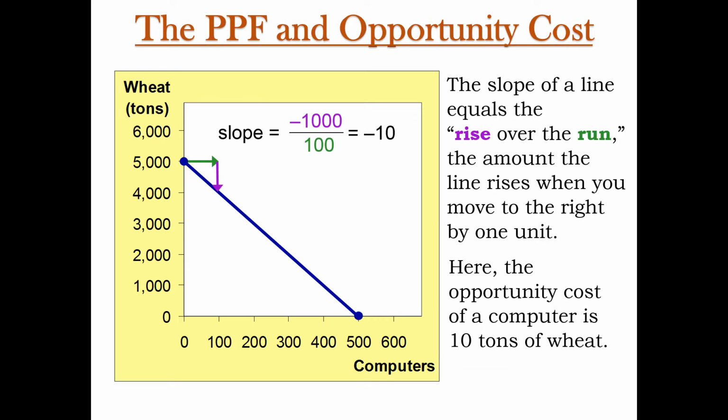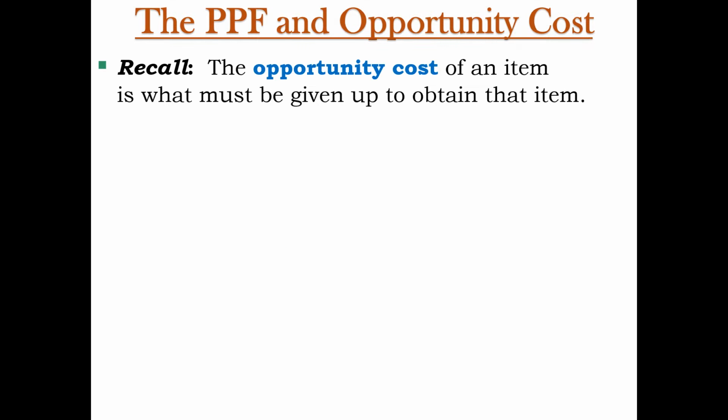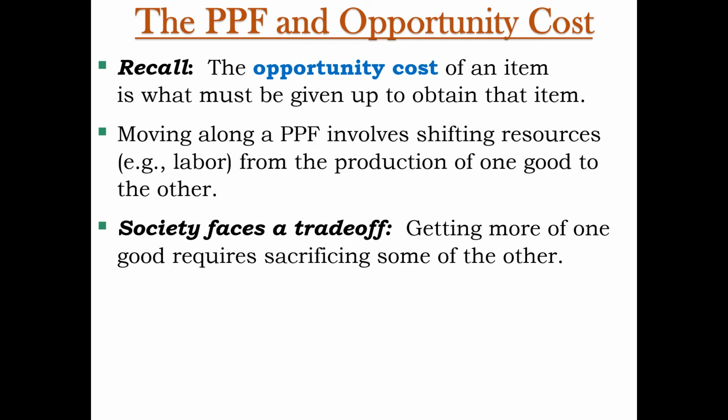For example, for every computer that we want to produce, assuming that we're on the production possibilities curve, so utilizing all of our resources, if we want to produce an extra computer, we're going to have to sacrifice 10 tons of wheat. That's what that slope tells us. So the slope tells us the opportunity cost, which illustrates the fact that societies face trade-offs.